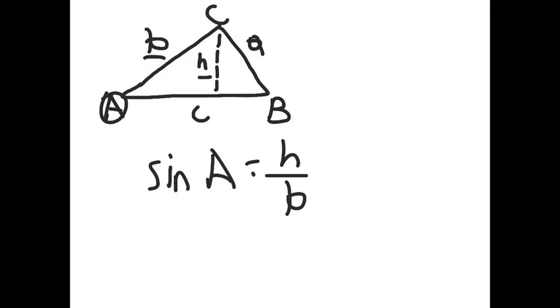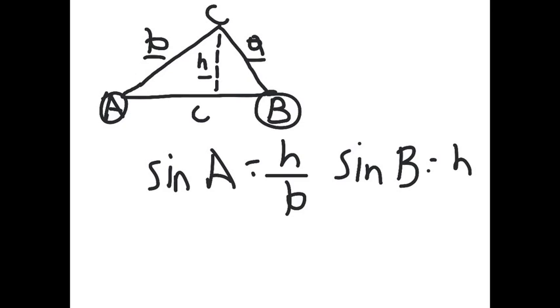Then if we were to try and find side A given angle B, we would do the same thing using sine, where sine B equals the opposite of angle B, which would be h, because it needs to be a right angle. So it would be h over the hypotenuse, which in this case would be side A.